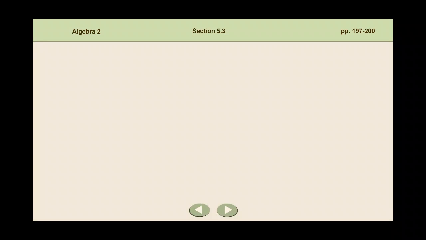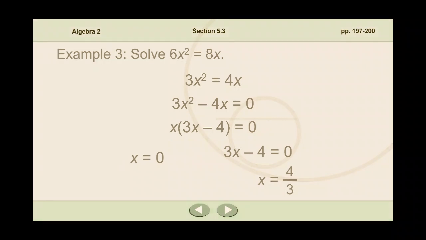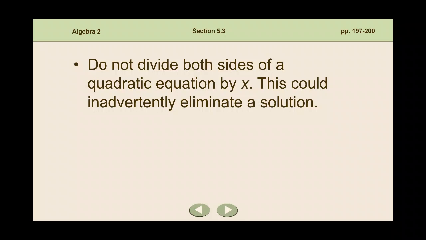Let's take a look at another. Go back to this other example. Notice I did not divide at this step. I used my zero product property. I did not divide both sides of the equation by x. Why not? Don't do that, because that could eliminate a solution.